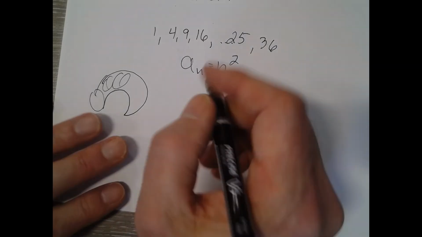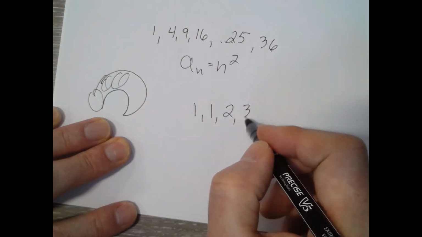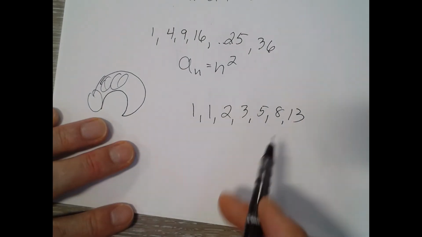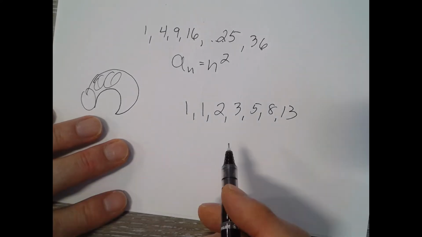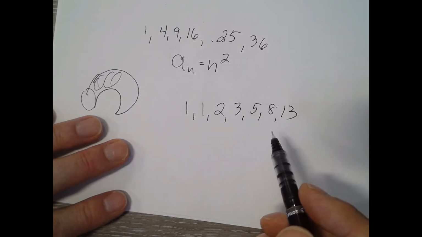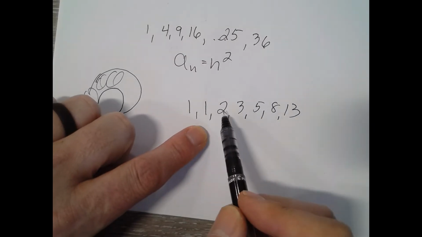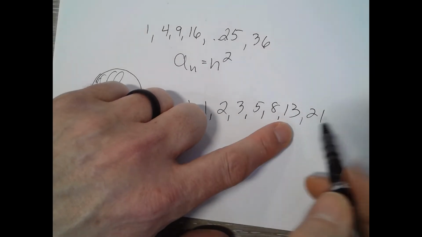So Fibonacci is 1, 1, 2, 3, 5, 8, 13. What's my next term? 21. And how did you get that? Good. 21, you add the previous two numbers. So 1 plus 1 is 2, 1 plus 2 is 3, 2 plus 3 is 5. This is going to be 21. If I want the next one, it would be 34, and so on.